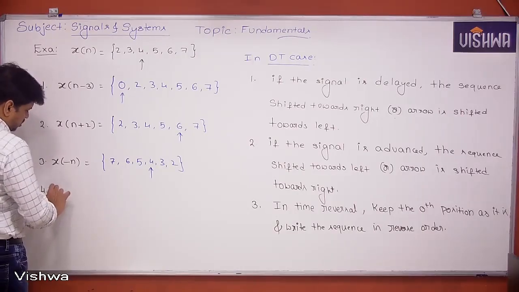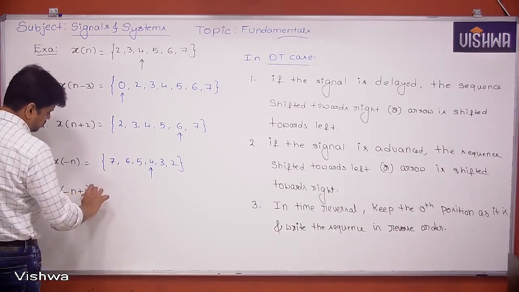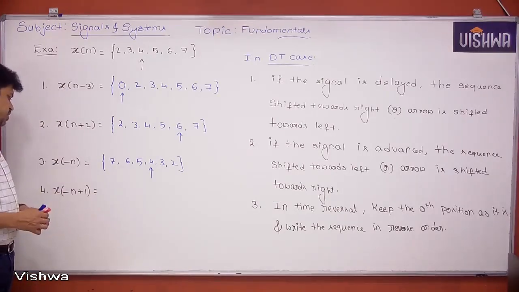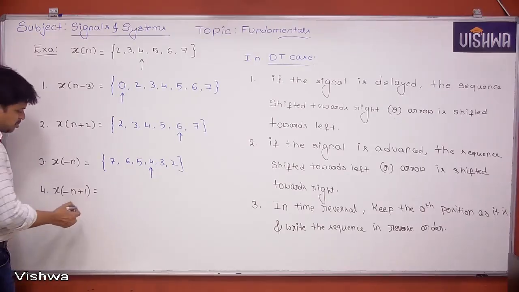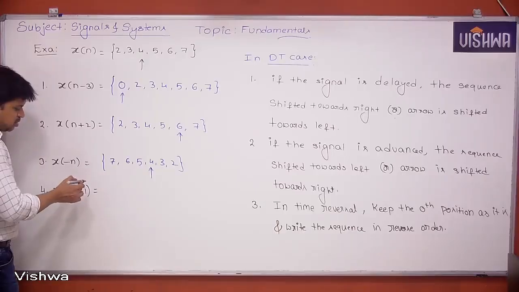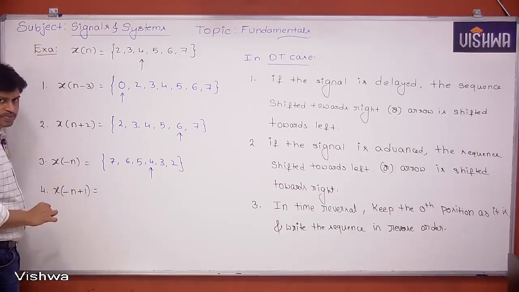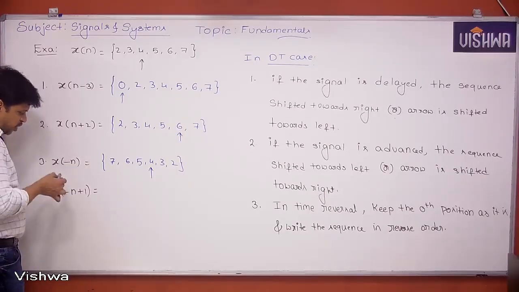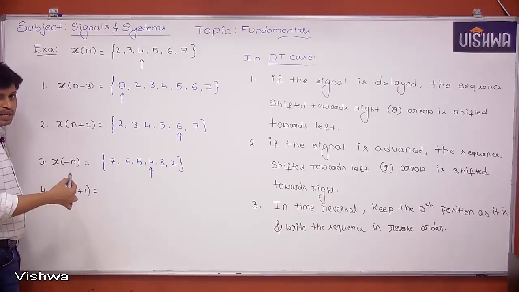Fourth question. Suppose I try to find out x of minus n plus 1. I told you to perform these kinds of operations, we can go in a natural method or an unnatural method. Natural method means we have to move in this direction: first we perform the shifting operation, then time reversal. But we already got x of minus n, that means first I want to perform the time reversal, then shifting. That means I have to go in the unnatural method.